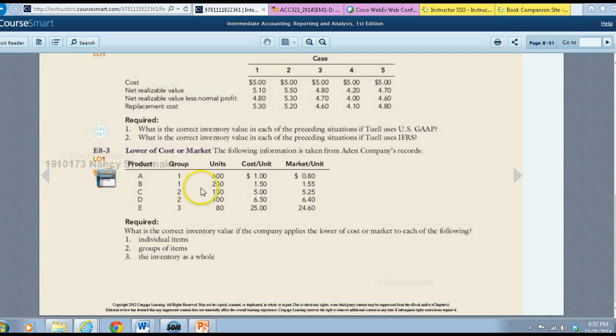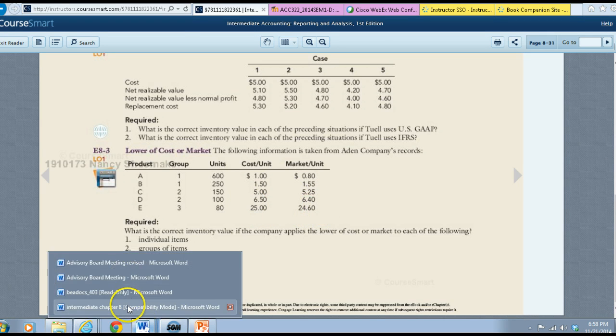In this scenario, we've got our cost per unit. Our market value is higher than our cost per unit. In this scenario, our cost is lower than our market value. In this scenario, product D, our cost per unit is $6.50, but our market value is down at $6.40. And then also in E, our cost is at $25, our market's at $24.60.